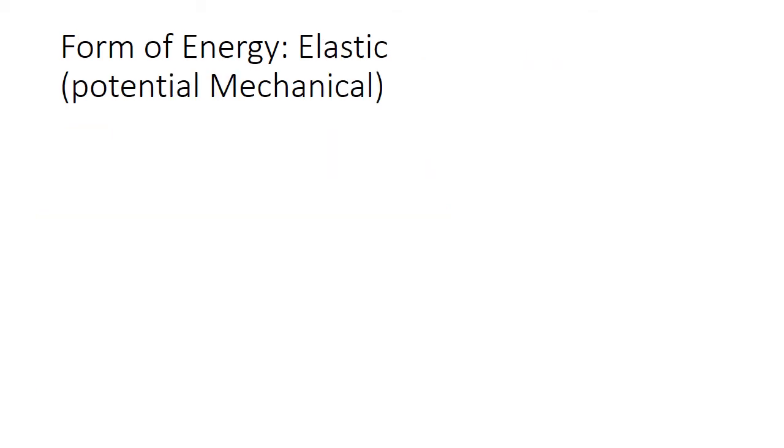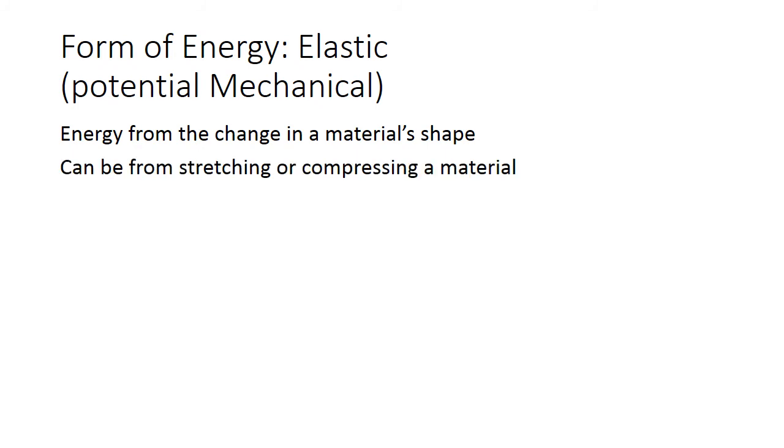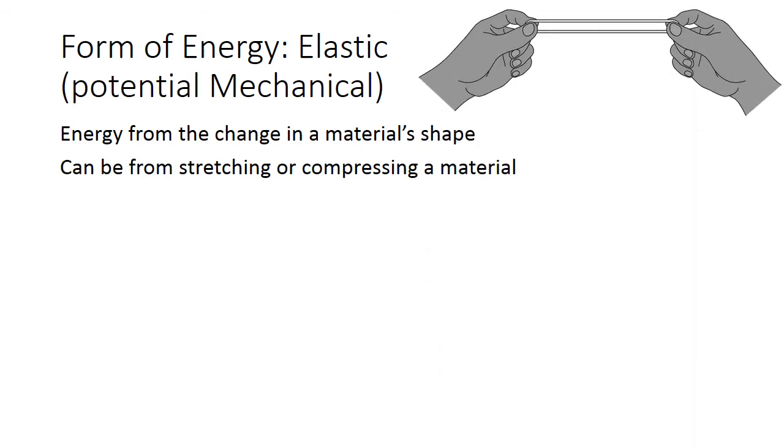Elastic energy is a form of mechanical energy. It's a stored form, a potential energy form. It is energy that's stored in the change in a material's shape. It's usually from stretching a material or compressing it. The obvious examples are a rubber band. If you take a rubber band and you stretch it, it's going to store energy because when I let it go, it's going to snap right back.